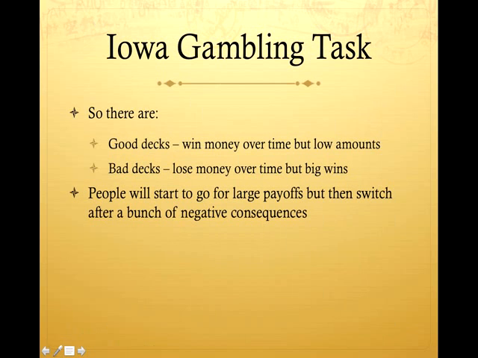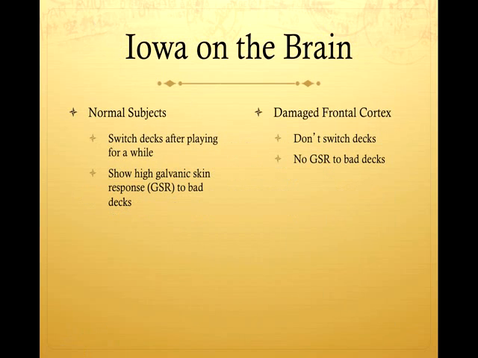So there are good decks that win money over time, but in low amounts. And then there are bad decks. They lose money over time, but they have big wins. So people start by going for the bad decks because they have those large payoffs, and then eventually they switch and start going for the good decks, even if they can't quite tell you that's why they're going for them. So people who are normal controls will switch decks after playing for a while.